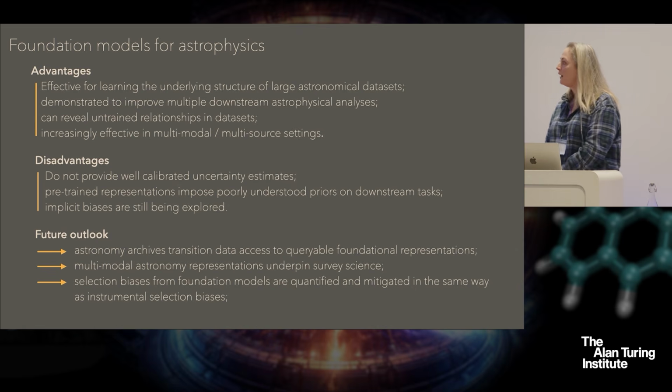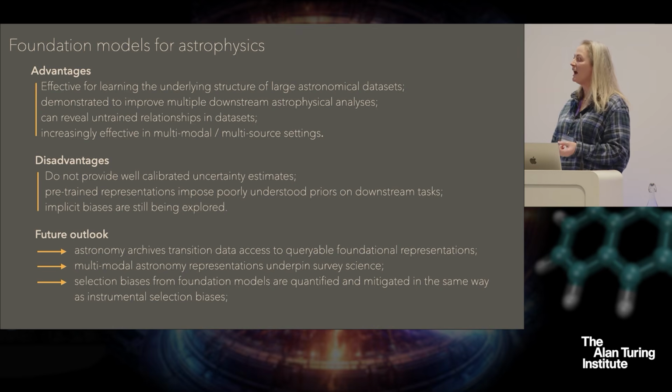So I think the future outlook for us is that I genuinely think that astronomy archives will be transitioning into queryable foundational representations. I think that they will be, in most cases, inherently multimodal to underpin the survey science. But a key element that we still need to overcome is to quantify the selection biases, or the biases that those foundational representations introduce into our analyses, in the same way that we very carefully quantify and mitigate our instrumental selection biases.